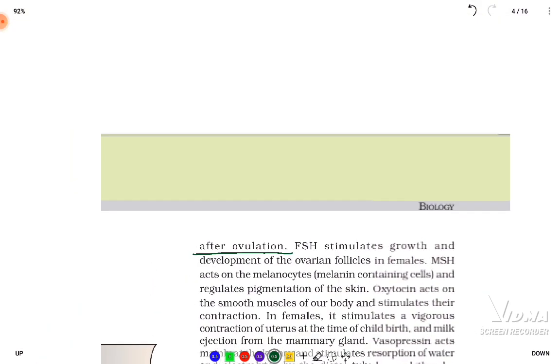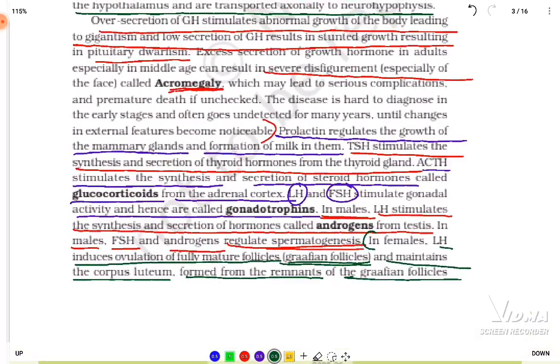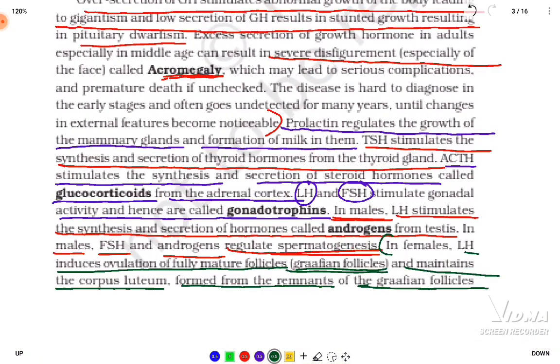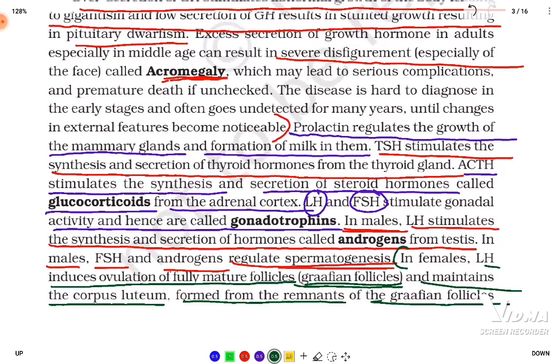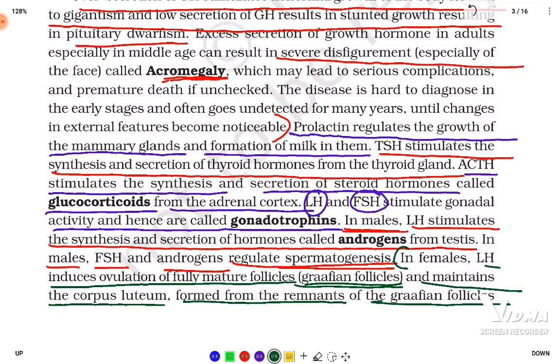Okay, so what exactly is being said over here, let us see. We understood for the males that LH is acting upon the testis and production of androgen is taking place. Then we saw about FSH, which is very clearly mentioned, that FSH and androgens will regulate spermatogenesis. You need to remember this properly. In males, LH acts upon the testis and androgen is produced. Now this androgen and the follicle stimulating hormone together will lead to spermatogenesis.